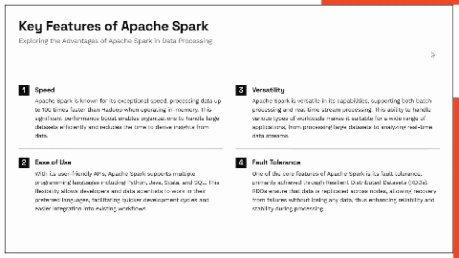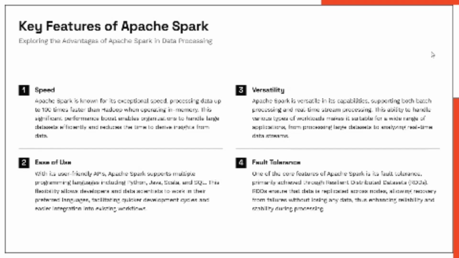So the second is ease of use. Spark comes with a high-level API that is easy to use even for those who are not experts in distributed systems. The availability of language bindings in Java, Scala, Python, and R allows developers to write code in the language they are most comfortable with. It also provides powerful libraries for machine learning, graph processing, and SQL queries.